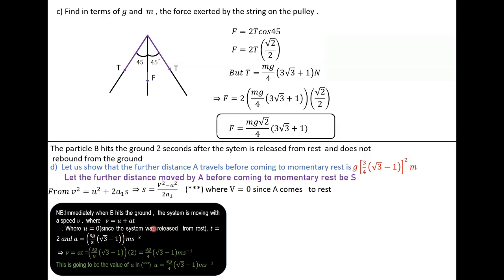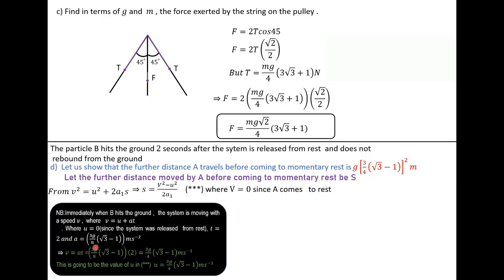So the system being released from rest implies the initial speed U is equal to 0. We are told that B hits the ground 2 seconds after the system is released from rest, so T is equal to 2 seconds. We also know the expression of A, which we proved in the A part: A equals 3g divided by 4, then times square root of 3 minus 1 meters per second squared.